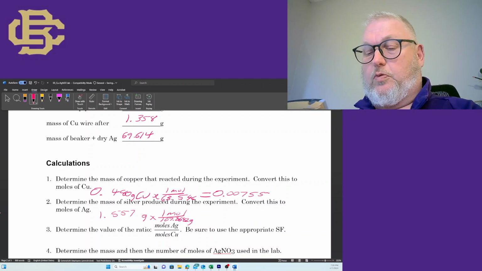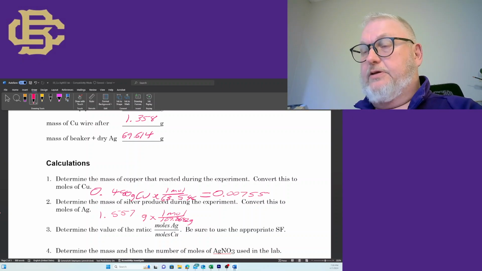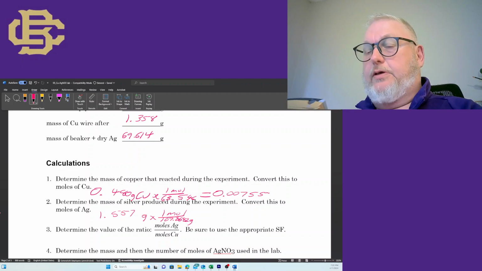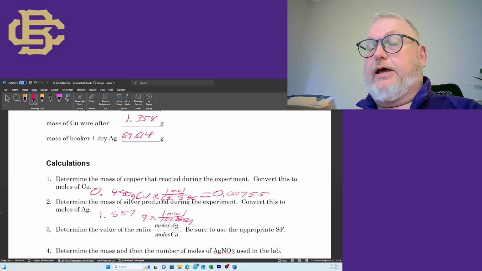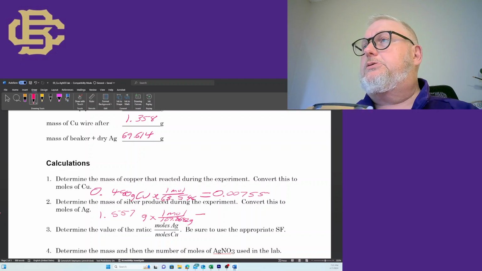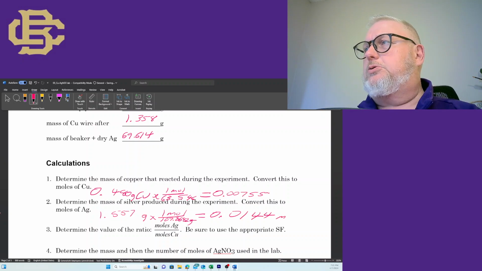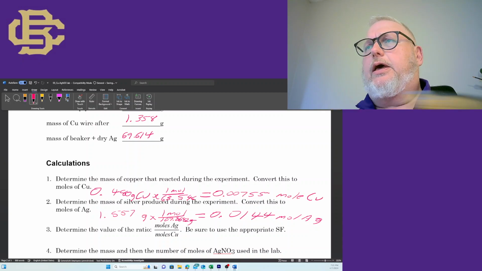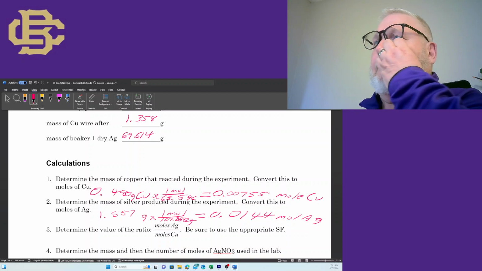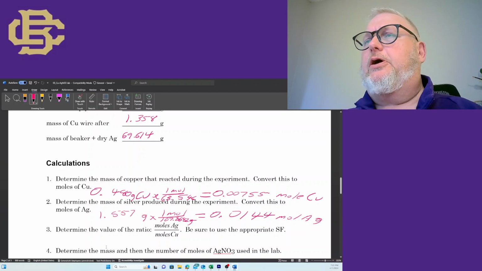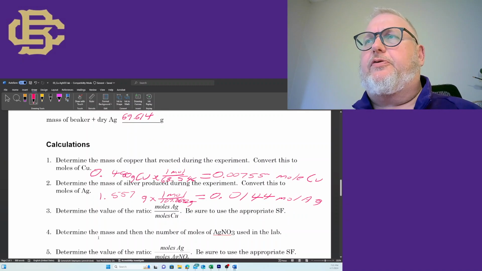All right, let's see what that is. So 1.557 divided by 107.8682. I got, oh, cool. So how many moles? I got 0.01444 moles of silver, Ag. We're going to put it over moles of copper. Okay, so let's see the value of the ratio, our moles of silver to our moles of copper.